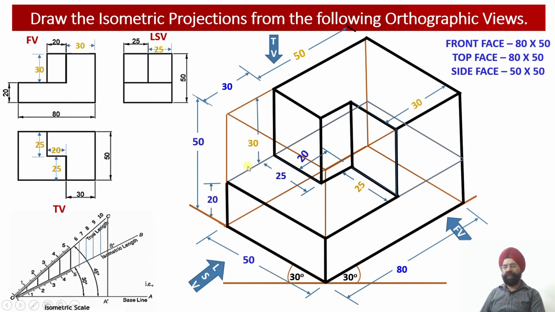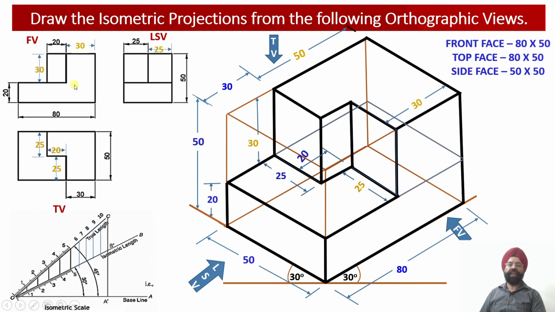So we are left with only one line over here, that is corresponding to the top view. So this line, this edge, we are required to join over here. So this completes the construction of the isometric projections of the solid.